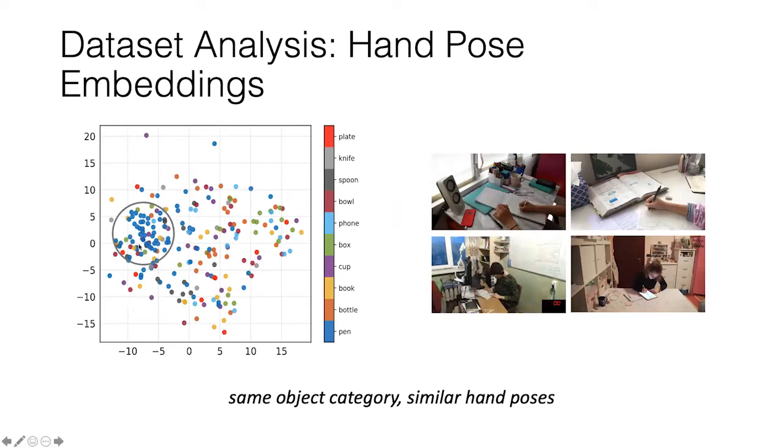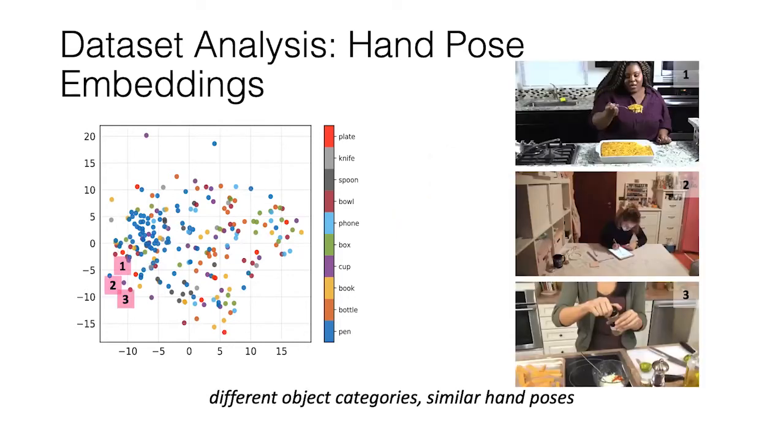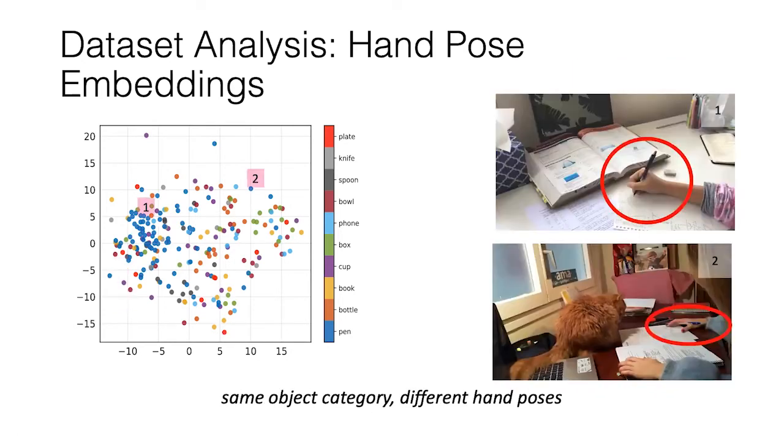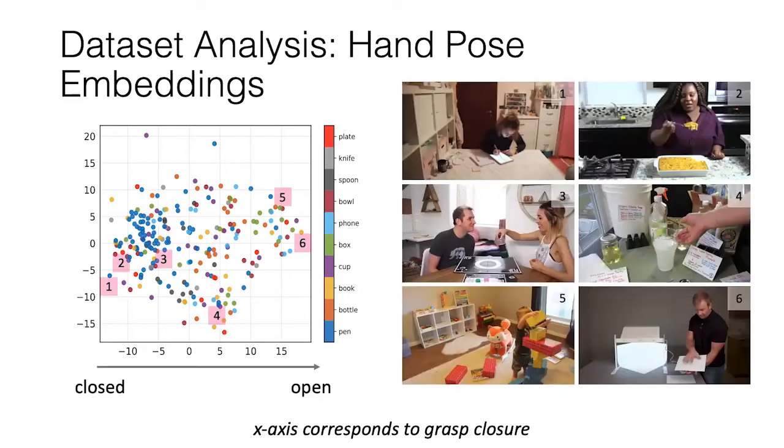the same object category and similar hand poses obviously cluster. But our data also incorporates similar hand poses but different object categories, interactions, but they all have similar hand poses. We have the same object categories, pens, but very different hand poses and a wide variety of grasp closure. And then we see that the x-axis corresponds to the grasping. You can see from opened to closed.